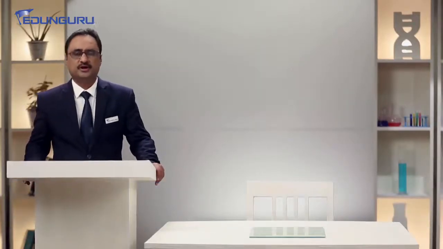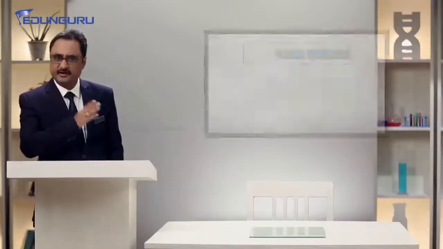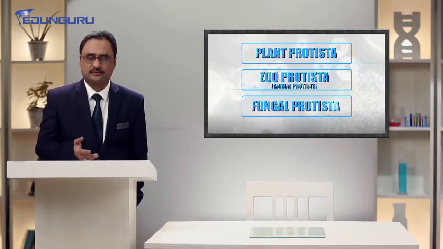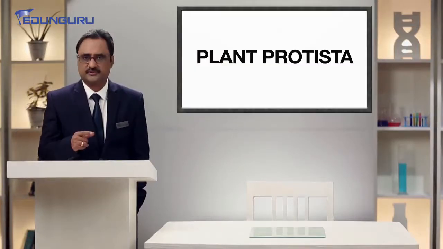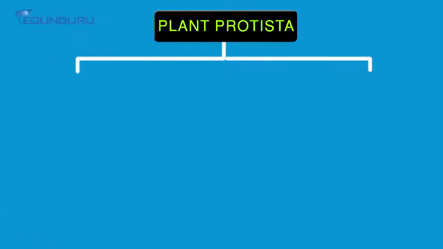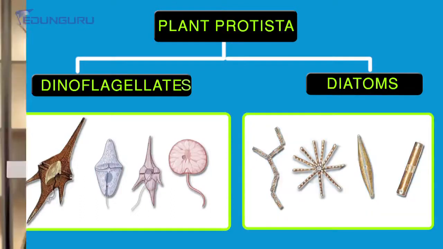In this session, we will be discussing the types of protists, right? Protists can be divided into three categories: plant protists, animal protists, and fungal protists, okay? In that series, we are just going to start with the plant protists. As per your syllabus, in the plant protists we are supposed to discuss two groups: one is the dinoflagellates and the second is the diatoms, okay?